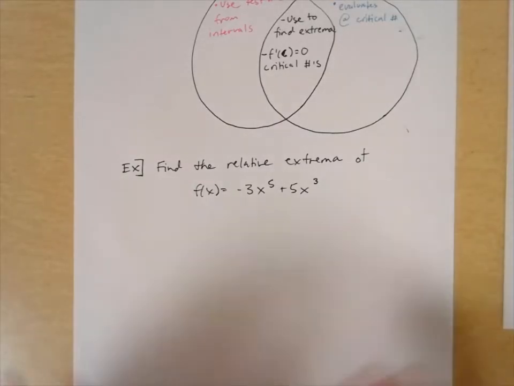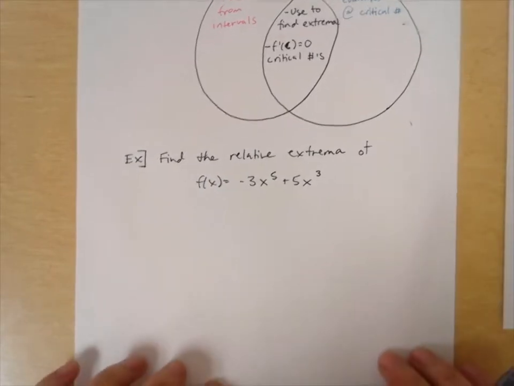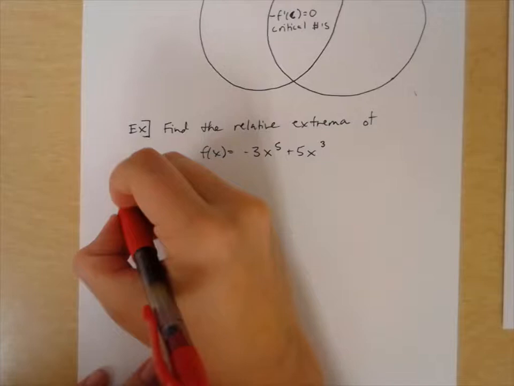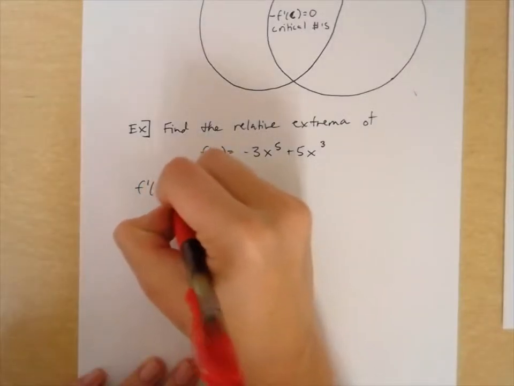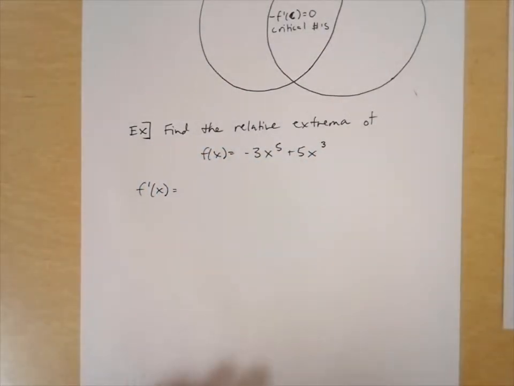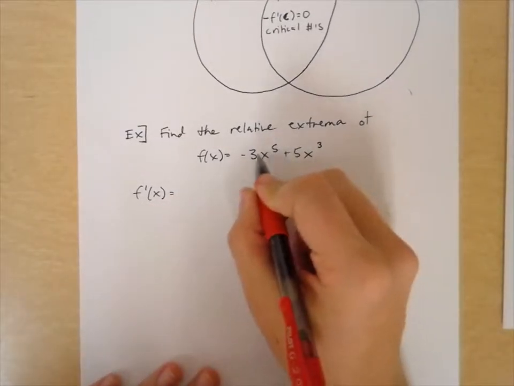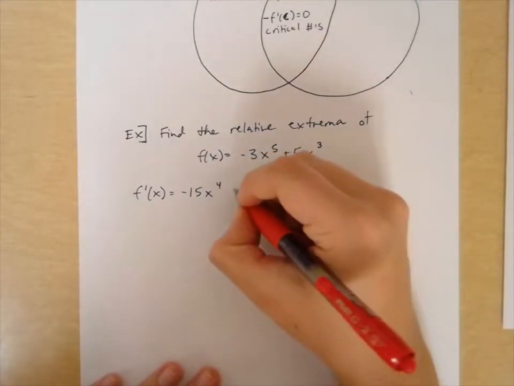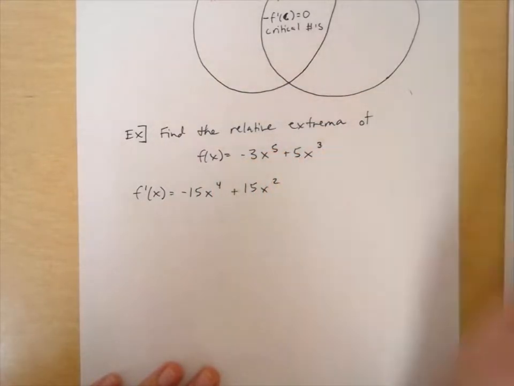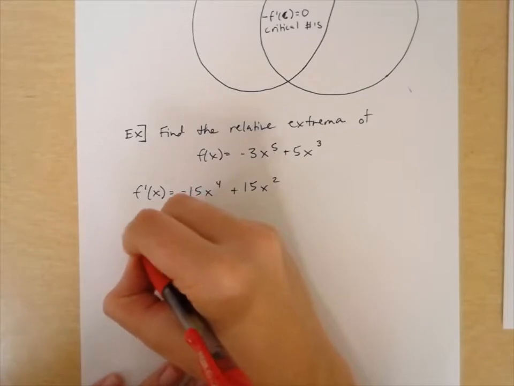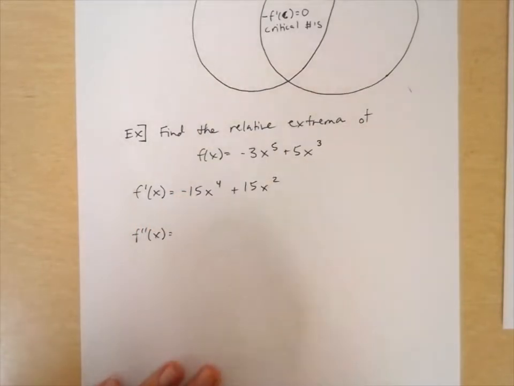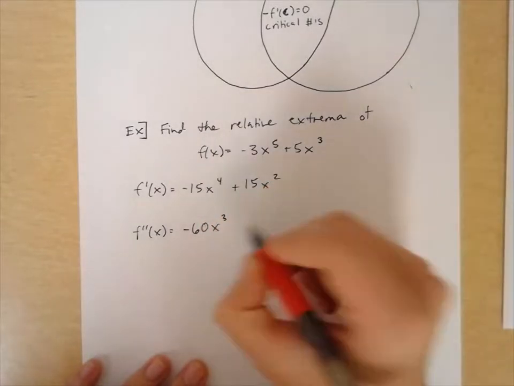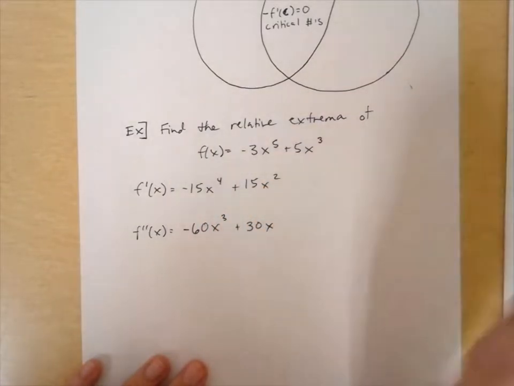It's going to help you guys first, when we're using the second derivative test to find these extrema, to first find the first derivative and then find the second derivative and go from there. So the first derivative here, I would get negative 15x to the 4th plus 15x squared. And my second derivative is going to be negative 60x cubed plus 30x.